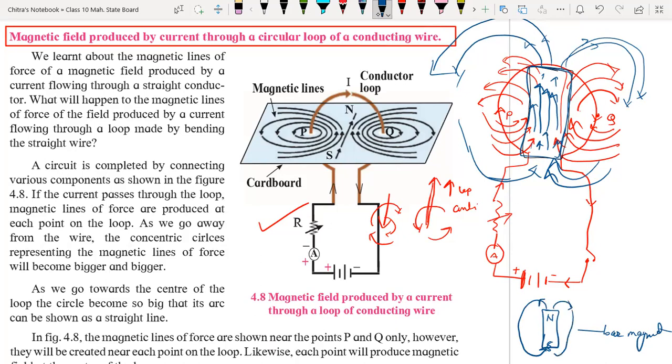And these magnetic lines of force never intersect each other. And if we draw the magnetic lines of force inside the magnet, then we will find they go like this from south to north. Outside it is from north to south, but inside the magnet it is south to north.